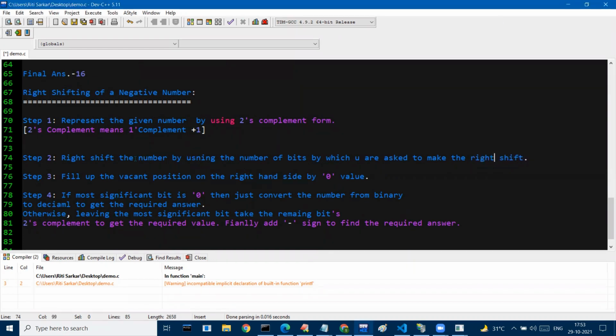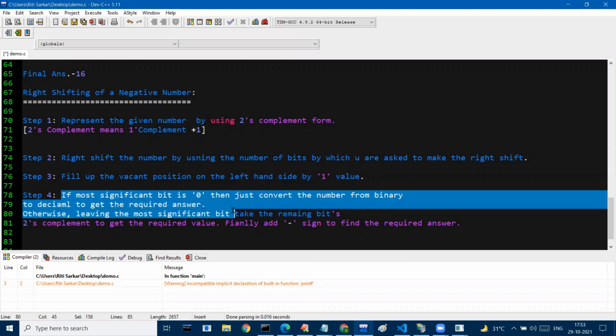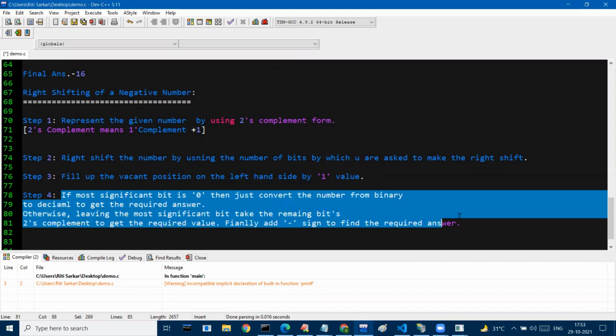right shift. Fill up the vacant position on, this time not the right hand, the left hand. If you make a right shift, vacant position will be created on the left hand side. If you are making a left shift, vacant position will be created on the right hand side. Fill up the vacant position on the left side not by 0 value, by 1 value. The remaining stories are same. If the most significant bit is 0, then convert it, otherwise same.